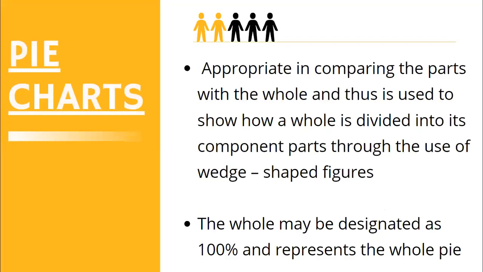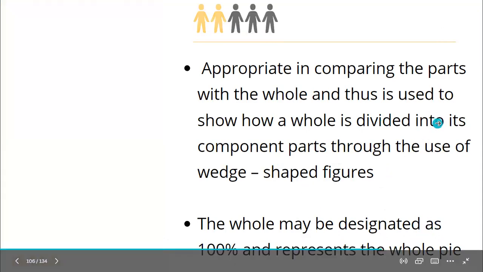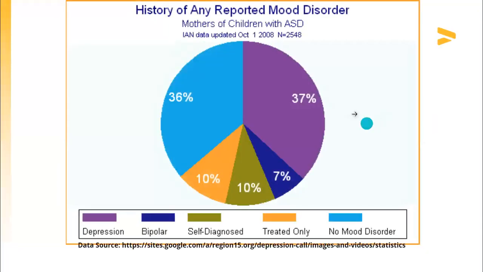So we also have pie charts. This usually is used to compare parts with a whole. This is usually divided into several components, and the whole may be designated as 100%, representing the whole pie. For example, we have history of any reported mood disorders from data October 1, 2008, with a total number of participants of 2,548.